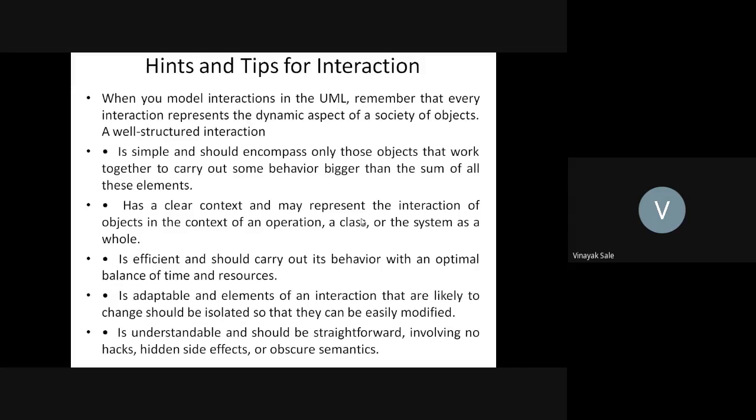So what we have studied are hints and tips for interaction. When you model interaction in UML, remember that every interaction represents a dynamic aspect of a society of objects. A well-structured interaction is simple and should encompass only those objects that work together to carry out some behavior, bigger than the sum of all these elements.